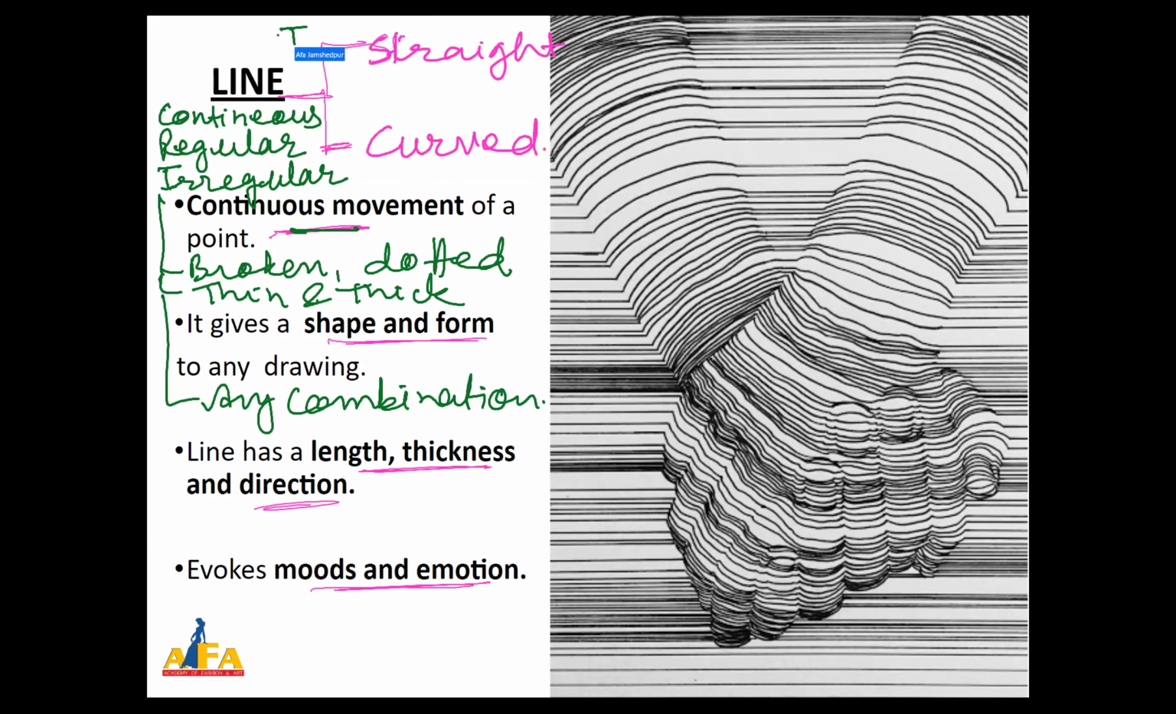These are the types. Lines are straight and curved. ठीक है? Lines, ये character है. Lines can be continuous, regular, irregular, broken, dotted, thin and thick, any combination.